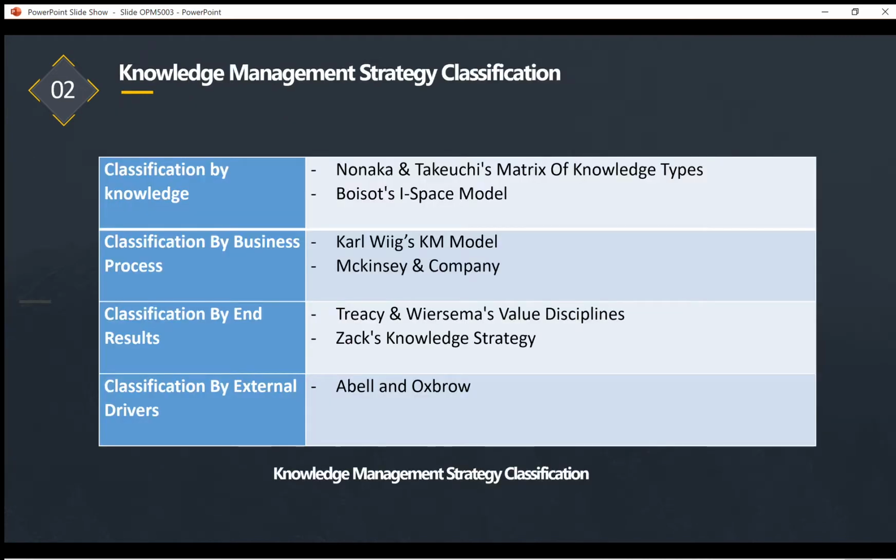Next, we go on to survey various knowledge management strategies that have been proposed. The major difference between the various approaches is that they emphasize different aspects of knowledge management. Some strategies focus on the knowledge, others on the business process, and on the end result and external drivers.